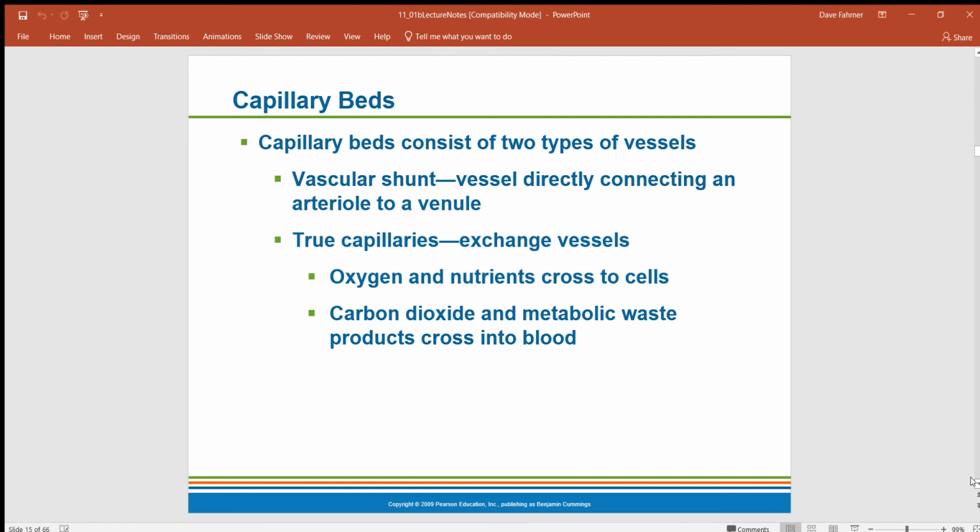Oxygen and the nutrients are obviously going to cross the capillary walls and get into the cells, and the carbon dioxide and other metabolic wastes are going to cross the capillary wall and go into the blood and be taken to the lungs to get rid of the carbon dioxide, and to the kidneys to filter out the metabolic wastes.